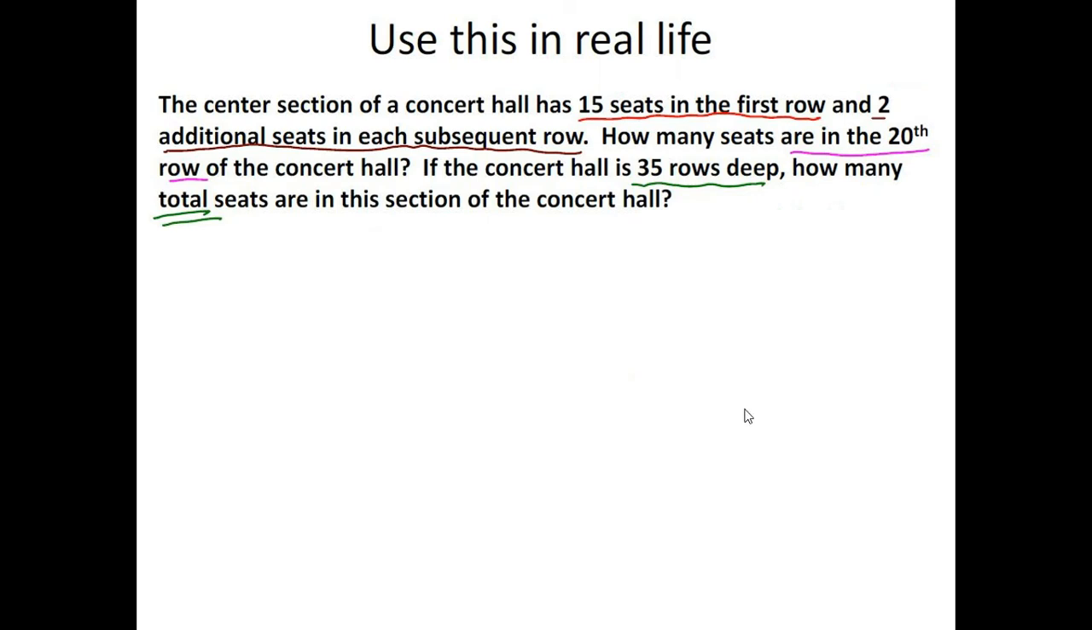All right, here is a real life example. The center section of a concert hall has 15 seats in the first row. So a sub 1 is going to be equal to 15. And 2 additional seats in each subsequent row. So d is going to equal 2. How many seats are in the 20th row? So a sub 20. And if the concert hall is 35 rows deep, how many total seats are there in all?